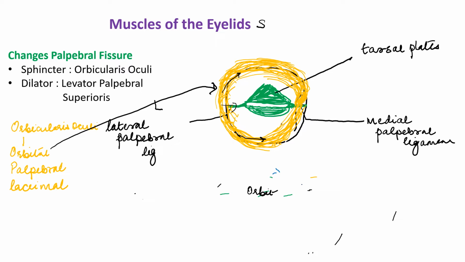The palpebral part of the muscle, now just to be able to distinguish between the two parts, I'm drawing it in another color, arises from the medial palpebral ligament and gets attached to the lateral palpebral ligament.